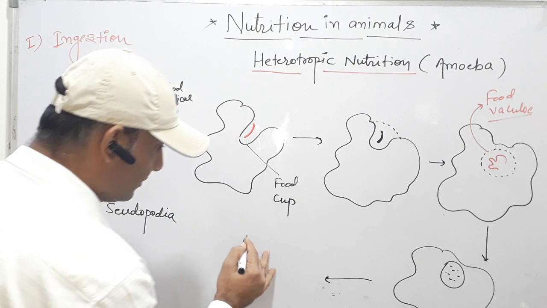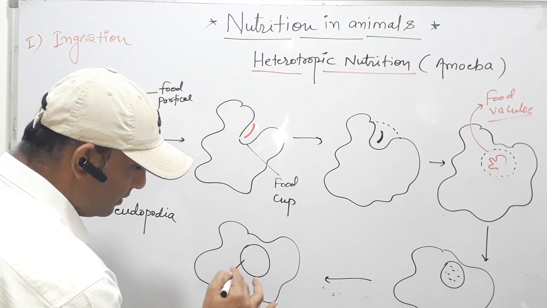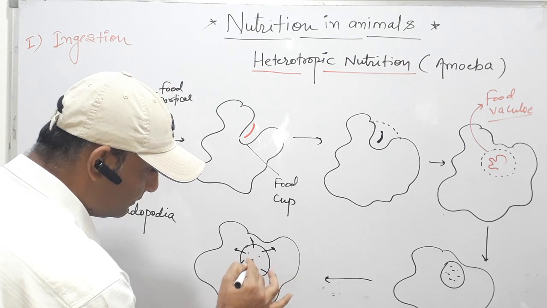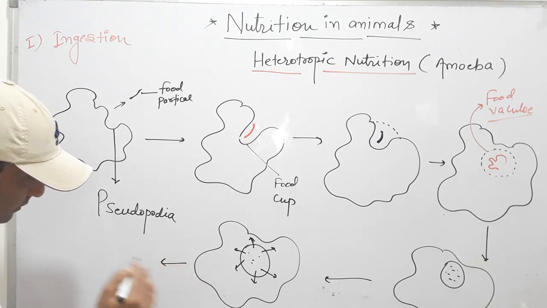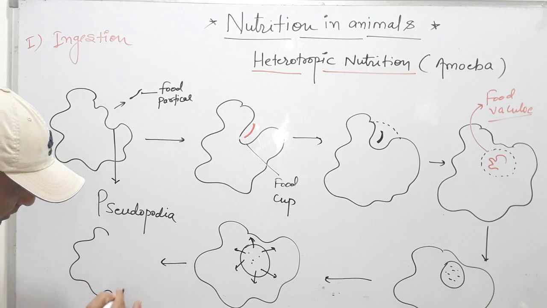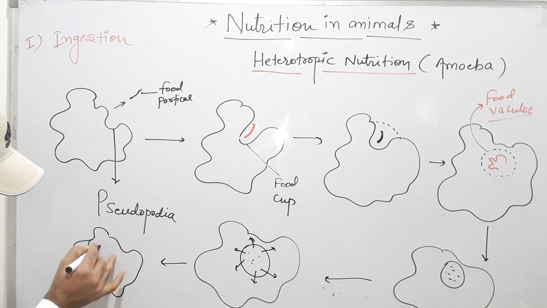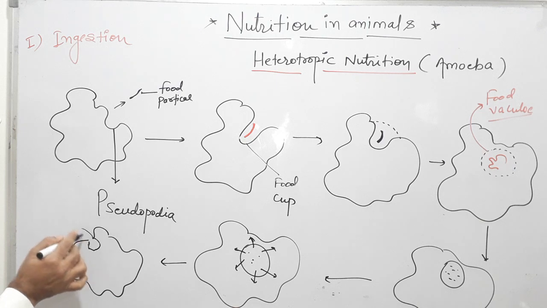Next step, after digestion, the digested food is released into the cytoplasm. It is called absorption. So after absorption, the undigested food moves towards any area of the plasma membrane where it is released into the water. Clear? So it is the diagrammatic step of the process of nutrition in amoeba.